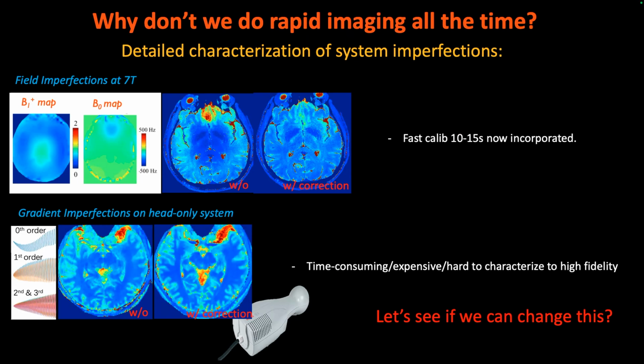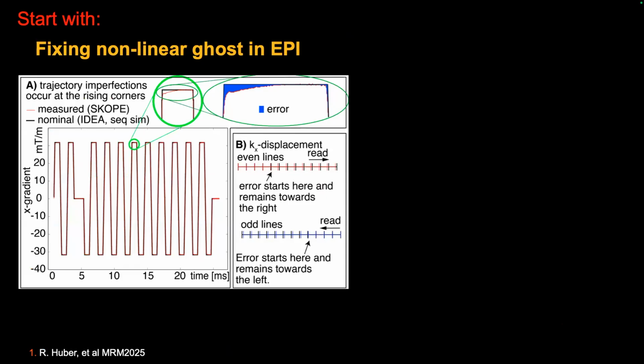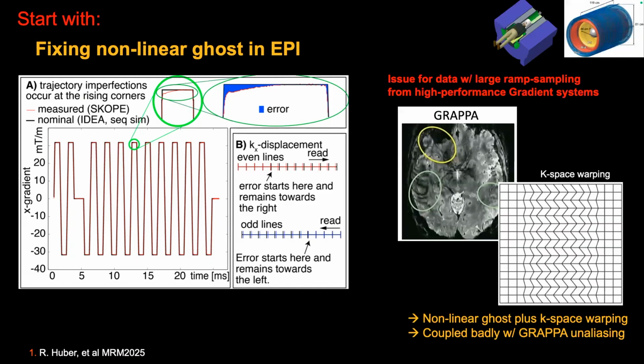So let's see if we can do something different without this type of equipment. First thing, we can start easy by looking at fixing nonlinear ghosts in EPI. As people have talked about, Renzo has identified this problem where the gradient imperfection is not linear, but also nonlinear, and also changing along Kx and Ky. And this gradient imperfection couples pretty badly with parallel imaging and causes severe artifacts as shown here.